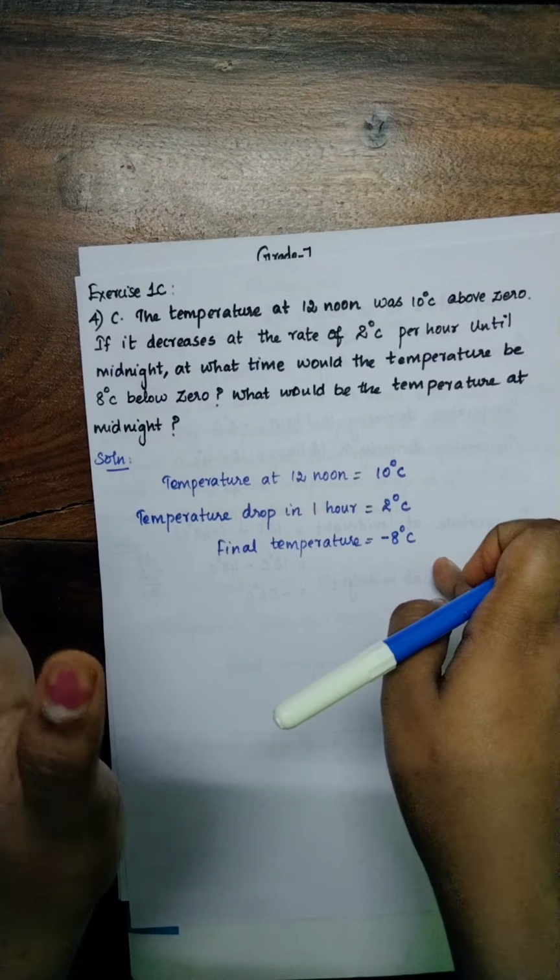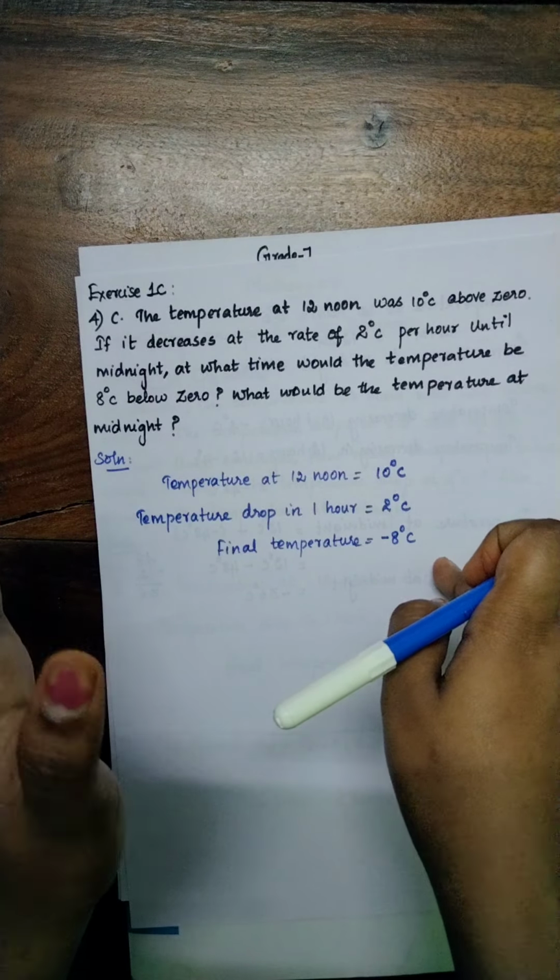Okay, then it is decreasing. How many degrees Celsius for 1 hour? For 1 hour it is decreasing by 2 degrees Celsius.